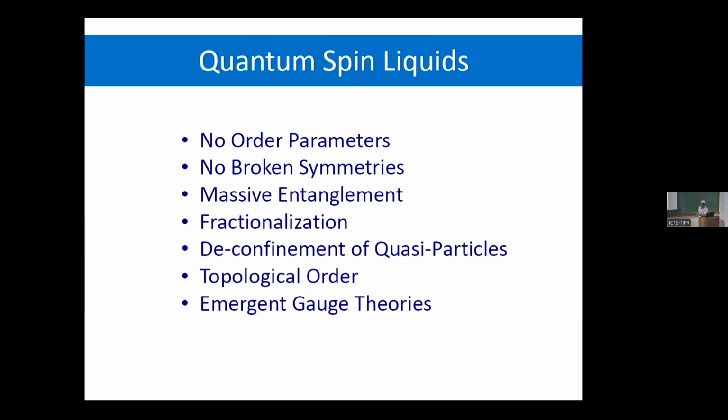So then to summarize, quantum spin liquids have no local order parameters, no broken symmetries. There is massive entanglement and the excitations are fractionalized. Topological order and emergent gauge theories, which is above my pay grade.